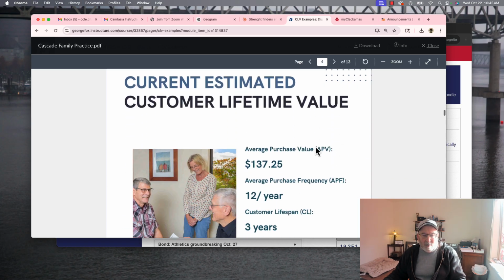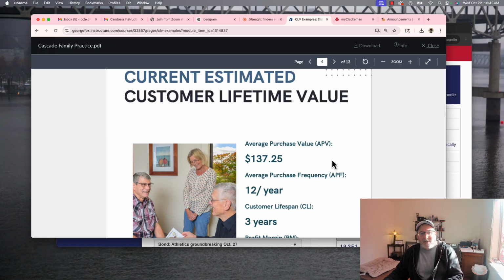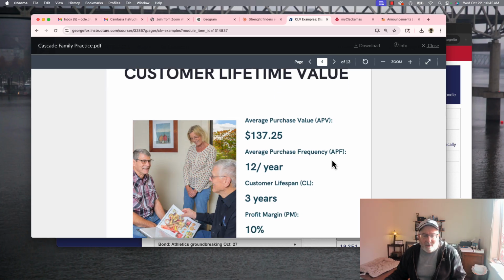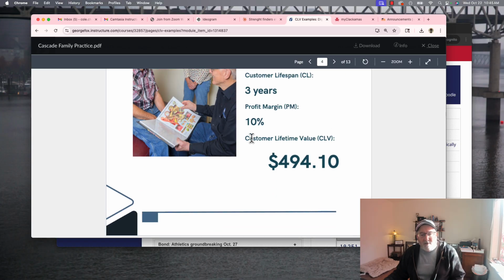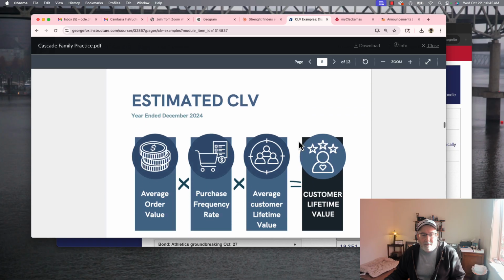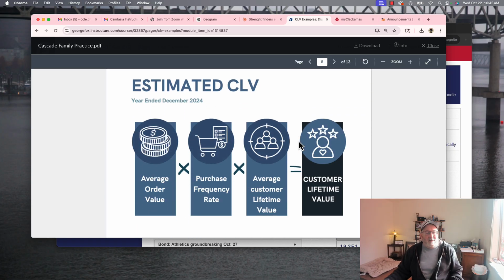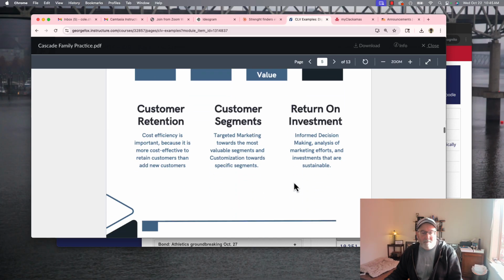What this team started looking at is, okay, current estimated customer lifetime value, $137.25. Average purchase frequency, 12 times over the year, 3 years. Profit margin about 10%. So this is their CLV for a patient, $494. So what they're looking at is the estimated CLV, average order value, purchase frequency, average customer lifetime, and that gives you the customer lifetime value.